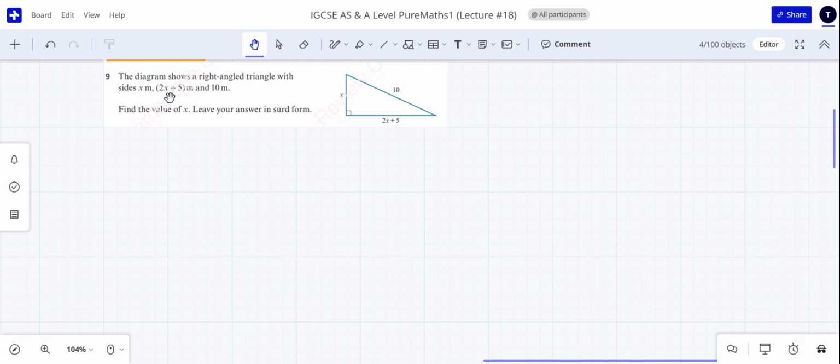Dear students, exercise 1B, question number 9: the diagram shows a right angle triangle with the sides x centimeter, 2x plus 5 meter, and 10 meter. Find the value of x. Leave your answer in the surd form, meaning in the root form.